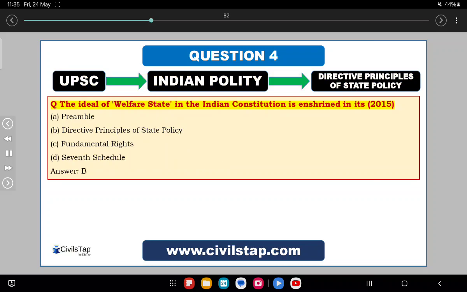Q. The ideal of welfare state in the Indian Constitution is enshrined in its 2015. A. Preamble. B. Directive principles of state policy. C. Fundamental rights. D. 7th schedule. Answer, B. Question 4. UPSC Indian polity, Directive Principles of State Policy.